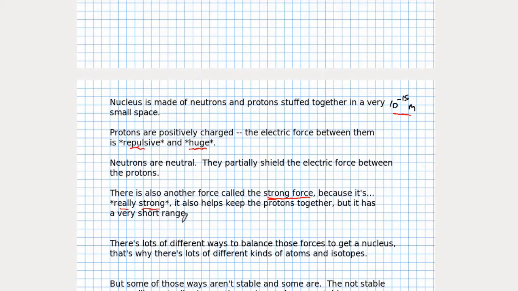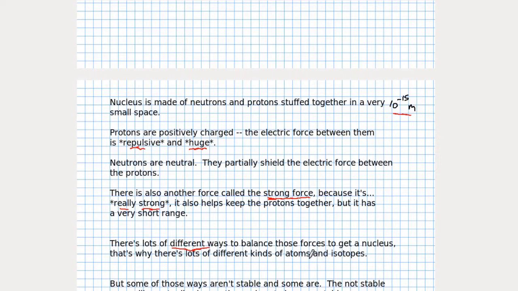So basically, you can't feel the strong force at all if you're outside the nucleus, outside of that 10 to the minus 15 meters. But if you're inside it, it's a very large force, and it's big enough to keep the protons together, even though they would, on their own, blow themselves apart because of the electric force being so enormous. So there's a really complicated interplay between all those forces, between the protons blowing themselves apart, the neutrons shielding it, and the strong force trying to glue them all together. And because that's complicated, there's lots of different ways to balance those forces to get a nucleus. That's why there's lots of different kinds of atoms and isotopes.